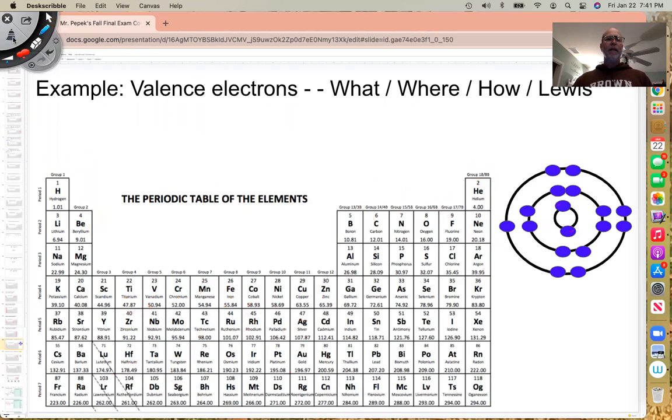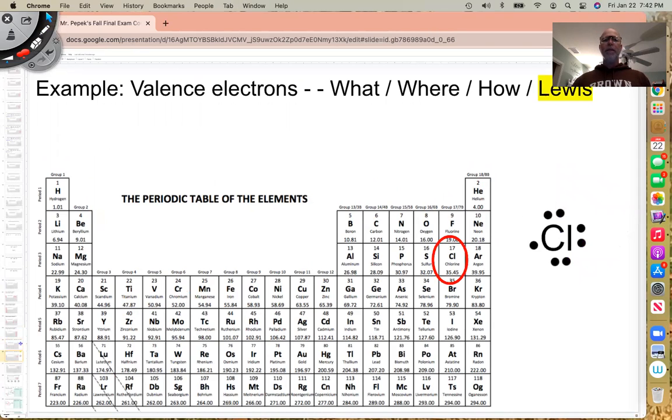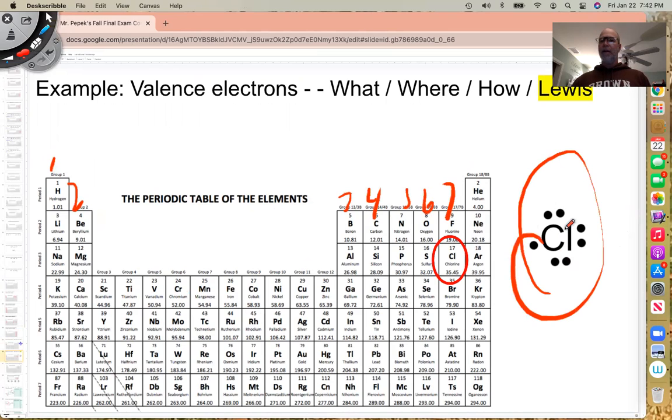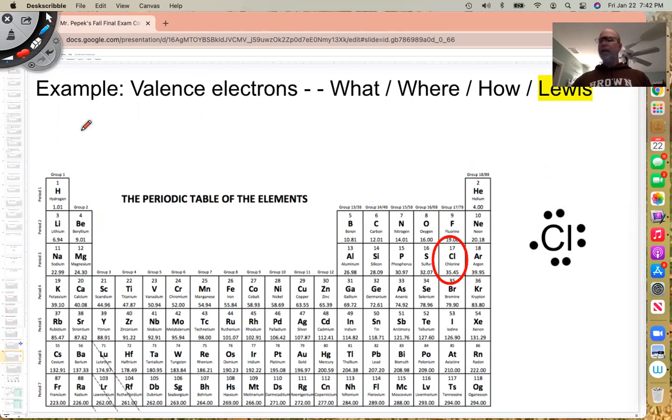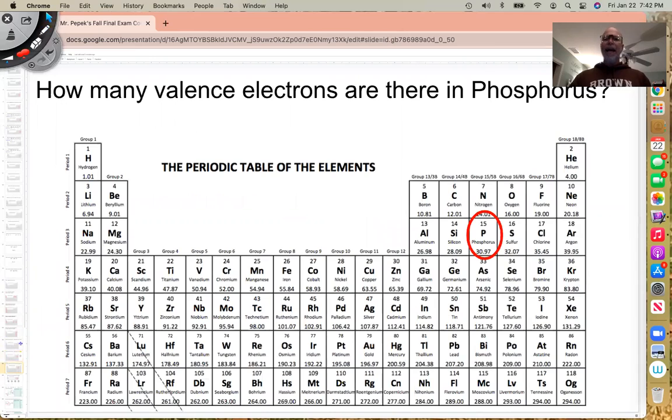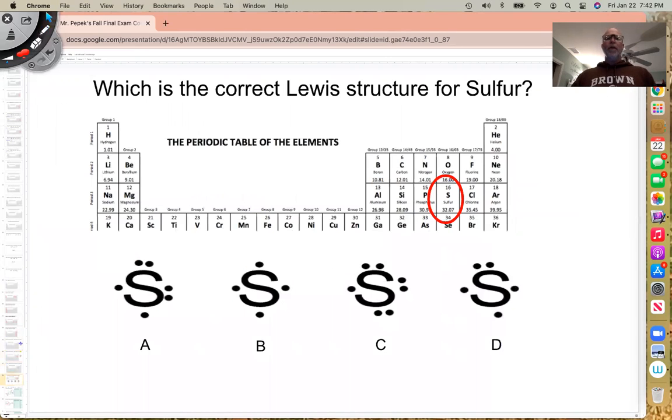And then let me just give you a quick glimpse at Lewis structures, ladies and gentlemen. So this would be the Lewis structure of chlorine, because chlorine has 7 valence electrons. And there are its 7 valence electrons. And that would be our Lewis dot structure. Hopefully, ladies and gentlemen, you do well on this next little section. So let's go for it. How many valence electrons are there in phosphorus, ladies and gentlemen? Which is the correct Lewis structure for sulfur?